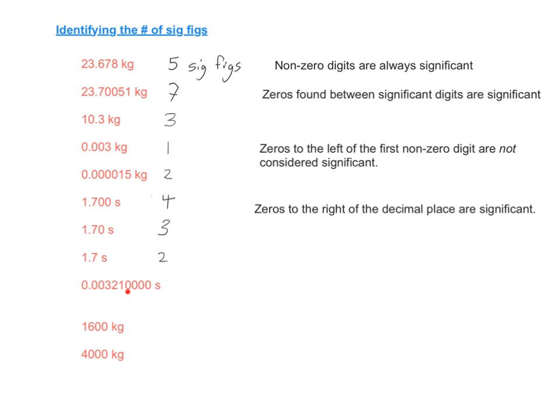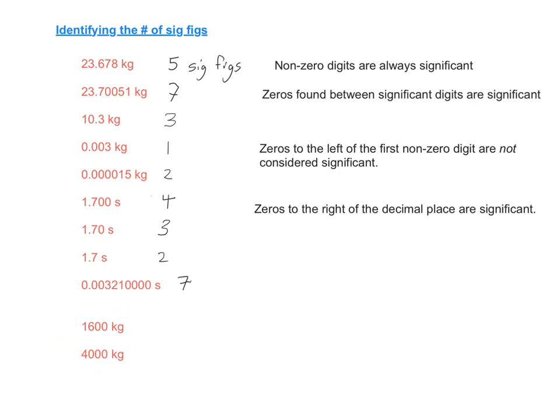These zeros, which appear on the trailing edge after the decimal point, they do count. So if we count up the total number of significant figures, we'll get 1, 2, 3, 4, 5, 6, 7. So in this case, there are 7 significant figures. And finally, we have one last case which is ambiguous.